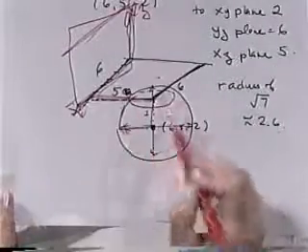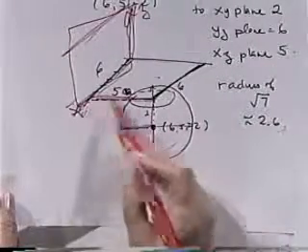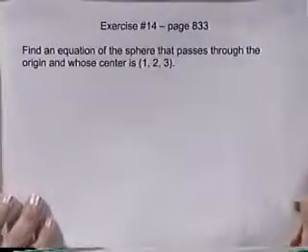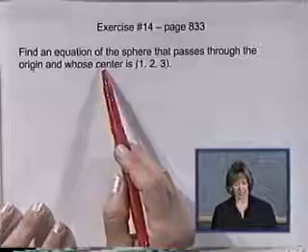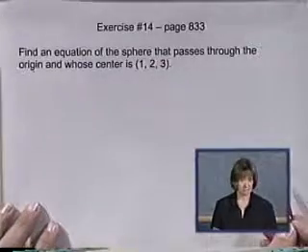Contradiction, because this sphere's radius wasn't enough to get me back to that xz plane. Okay, let's just look at a few more before we call it quits. Next thing I want to do, we'll just knock these out real quick. Find the equation of a sphere that passes through the origin and whose center is 1, 2, 3.